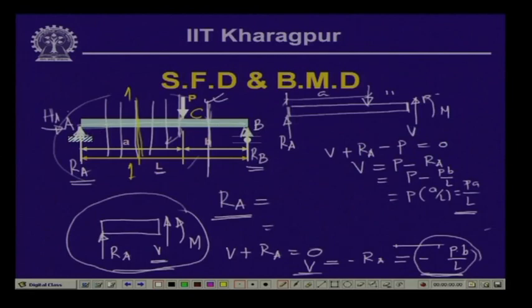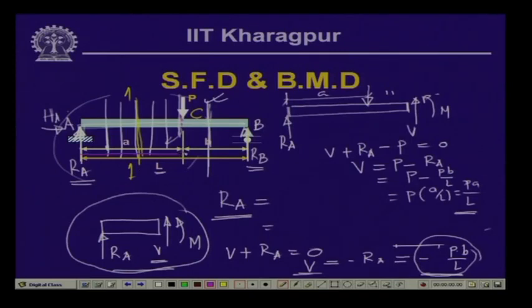Now, at this point everywhere we have minus P B by L, minus we plot on the downward direction, on the negative of y direction. So, here everywhere we get the same value. So, it is a constant value over here. So, from here up to this left edge of the load is P B by L.